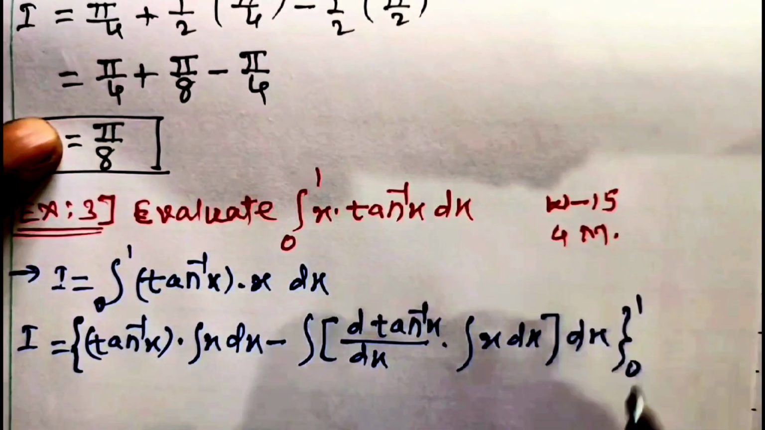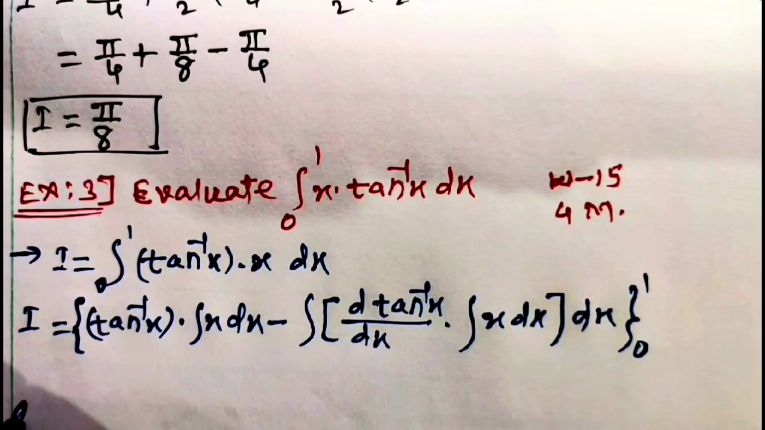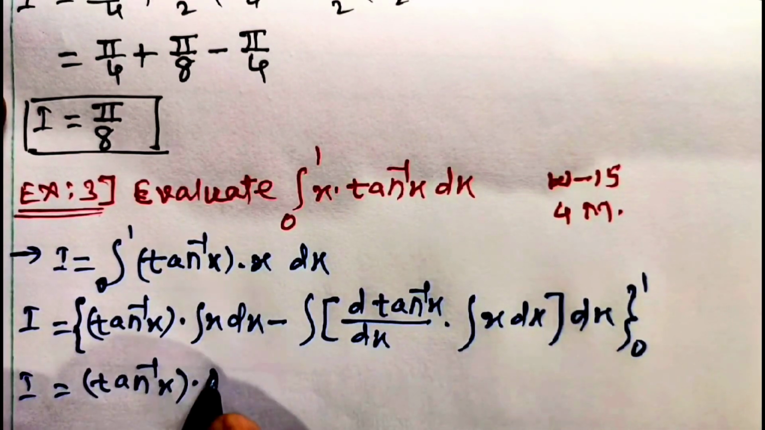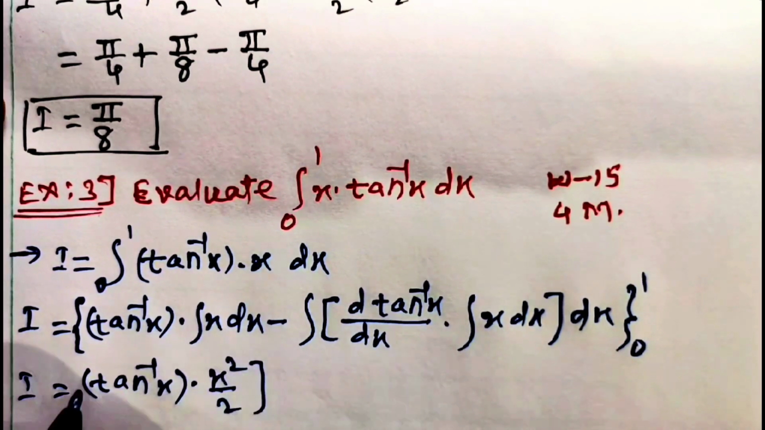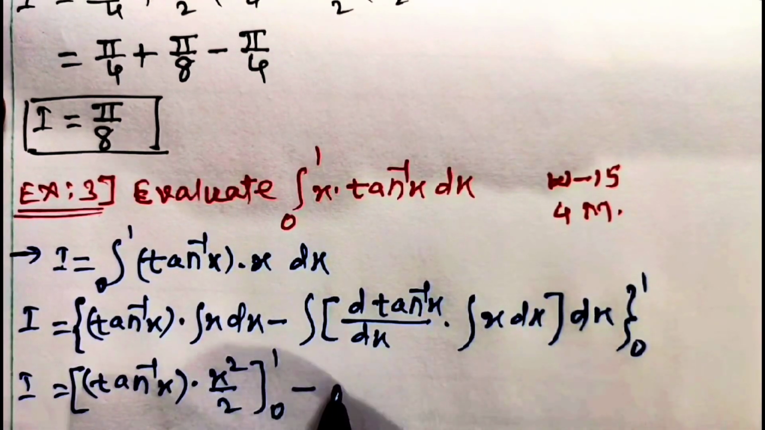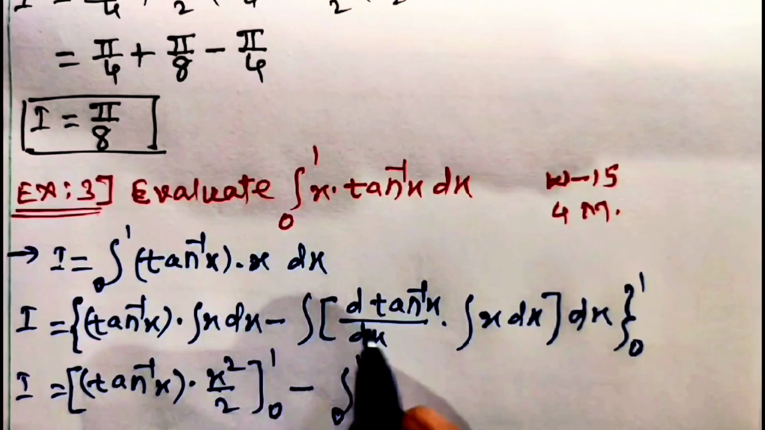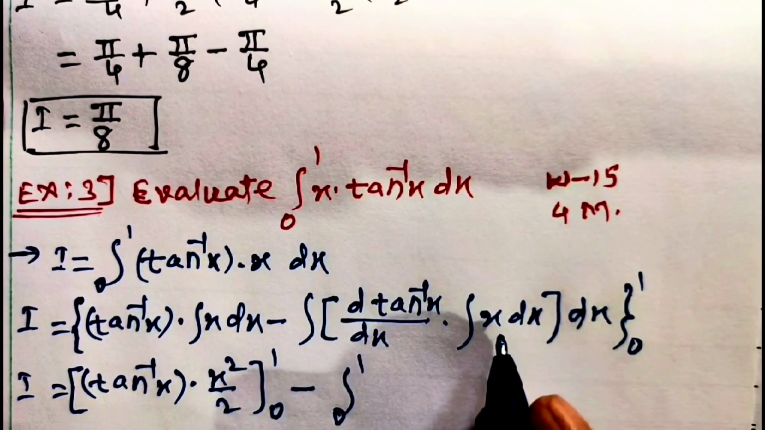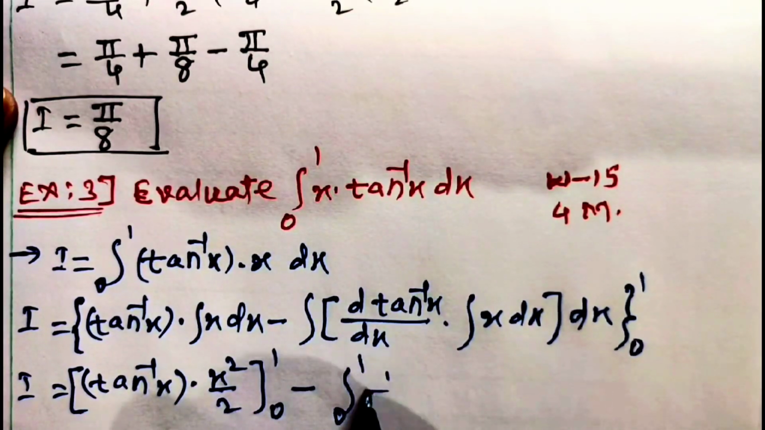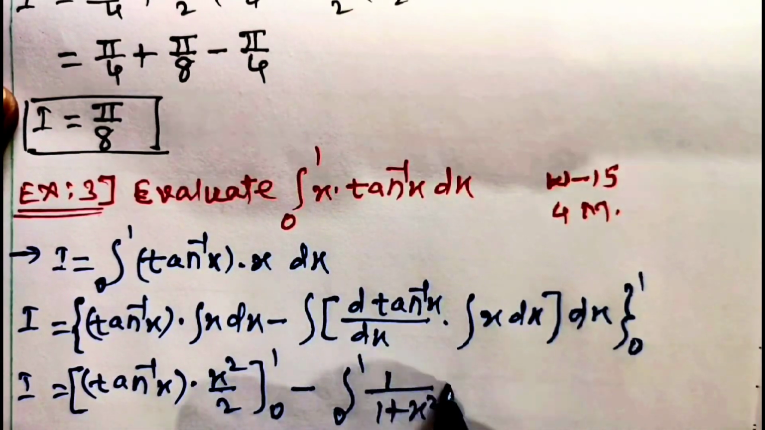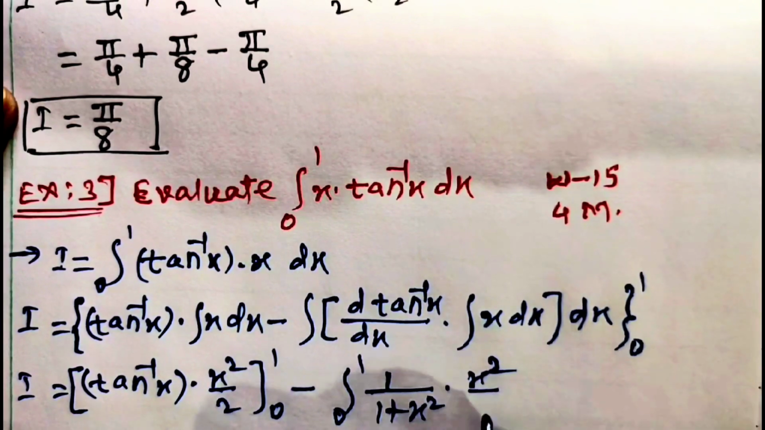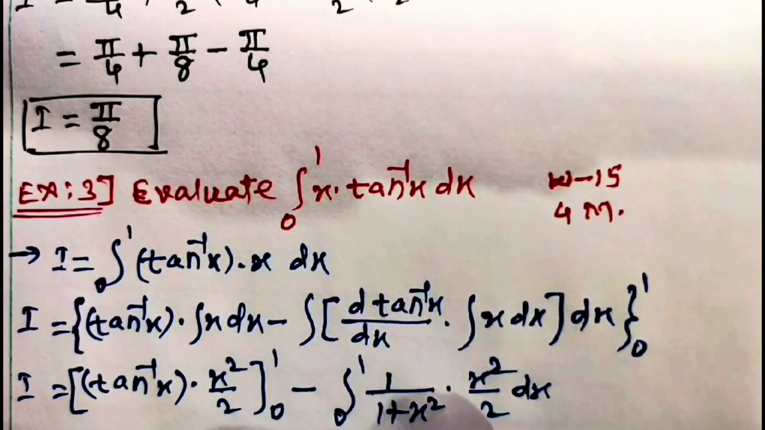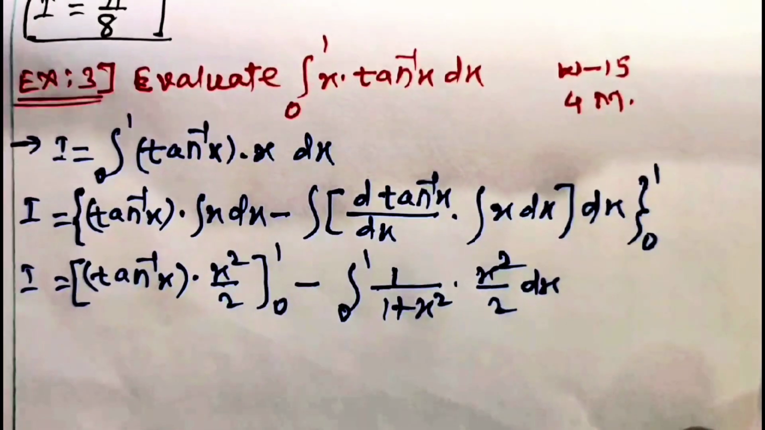These limits are given. Hence I is equal to tan inverse x and integral of x is x square upon 2, limits from 0 to 1, minus integral from 0 to 1 of derivative of tan inverse x, which is 1 upon 1 plus x square, and integral of x, which is x square upon 2. So 1 upon 1 plus x square into x square divided by 2, limits from 0 to 1, integral with respect to x. Simplify this and again evaluate the integral.